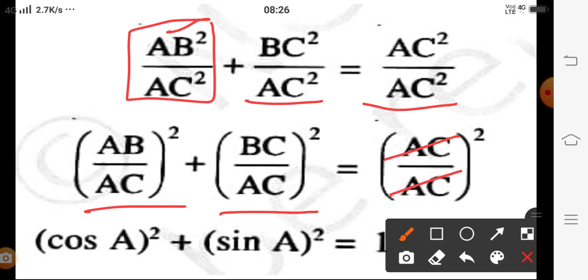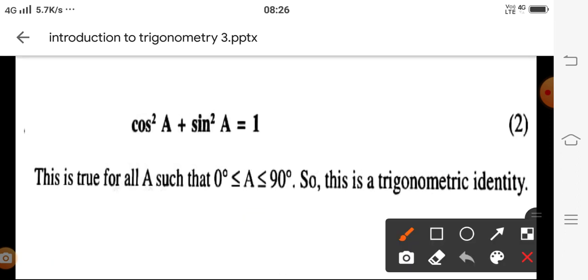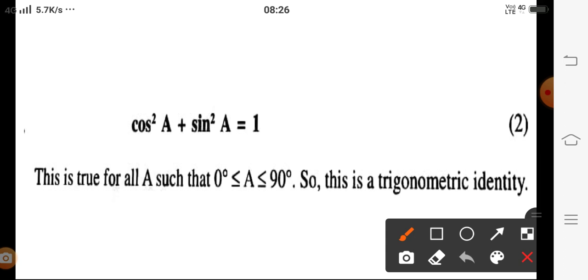And if you are considering that right triangle ABC, right angle at B, and if angle A is given, then the value of cos A is equal to AB upon AC. It means that in place of AB upon AC, we are able to write cos A. Similarly, we are able to write sin A in place of BC upon AC, because in the given triangle, sin A is equal to BC upon AC. Then if you are rewriting this equation, we are getting the identity as sin square A plus cos square A is equal to 1.